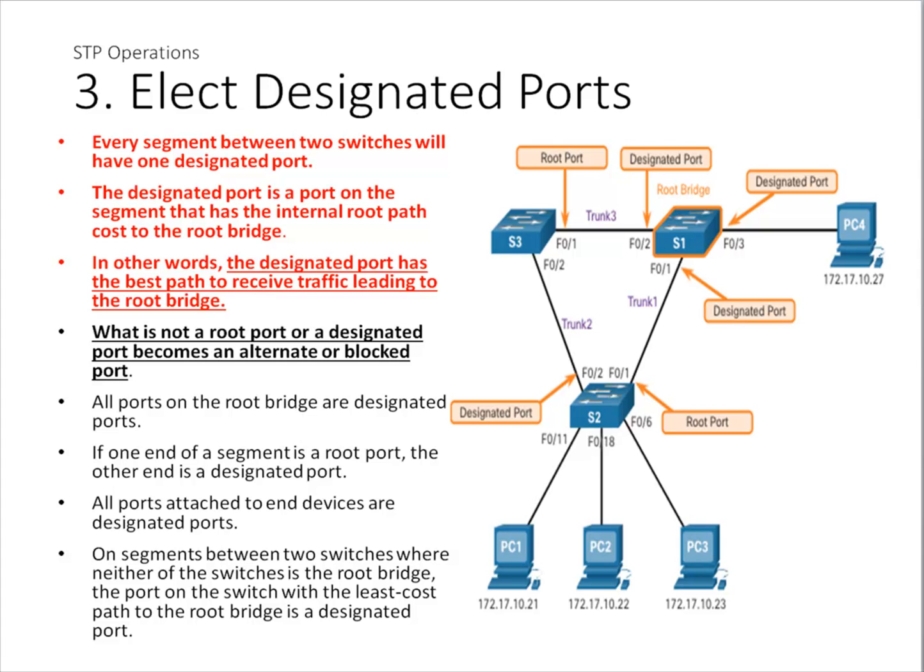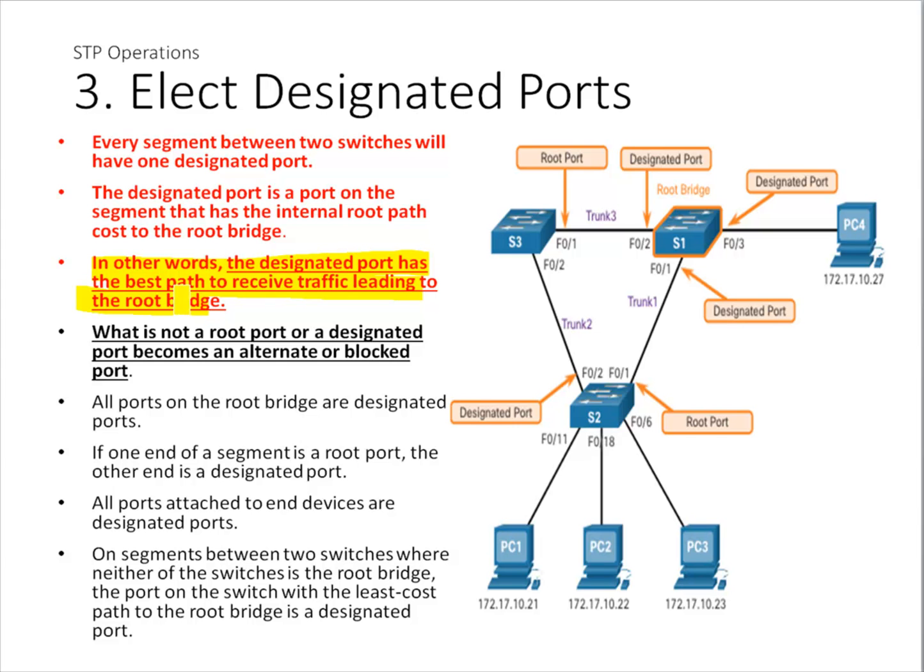Then I'm going for the third step. What is the third step? The third step is to elect the designated ports. This is step number 3. How do we select the designated ports? The designated port has the best path to receive the traffic leading to the root bridge. You can see this is the point. I may use a different color.